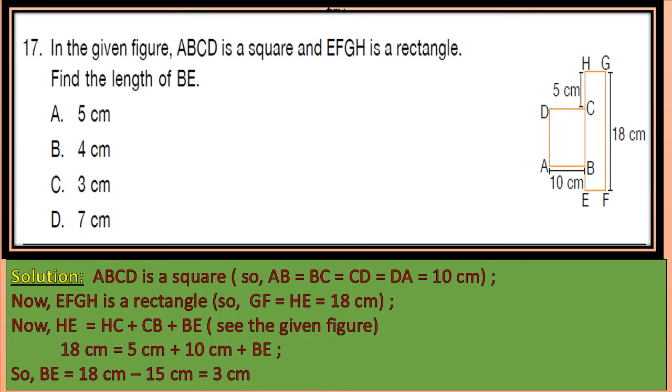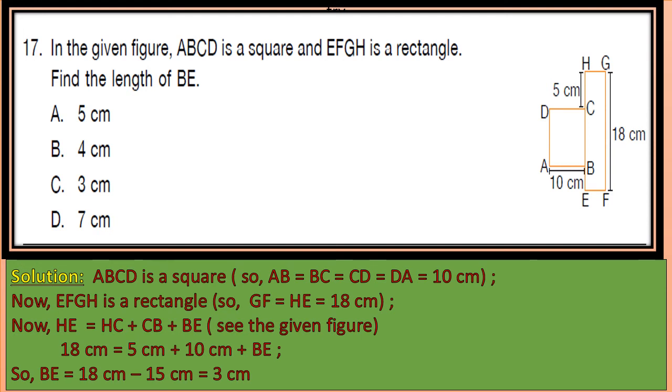Question 17. In the given figure, ABCD is a square, EFGH is a rectangle. Find the length of BE. Now ABCD is a square. So all the sides will be equal. So AB equals to BC equals to CD equals to DA is 10 centimeter. Since AB 10 centimeter given, so all sides are equal. Now EFGH is a rectangle, so opposite sides of the rectangles are equal. So GF is equals to HE, which is 18 centimeter given.